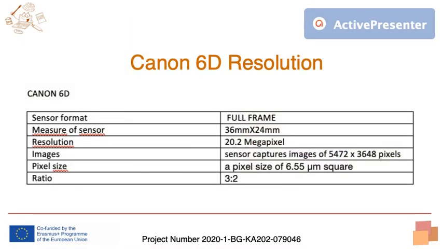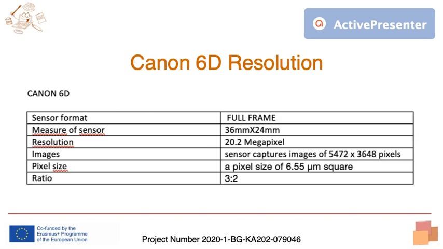In the image we can see the summary sheet of the Canon 6D camera. This camera is a semi-professional reflex camera whose sensor belongs to the full-frame class, therefore the largest sensor available for reflex cameras. In fact, we can see that the sensor measurements are those corresponding to photographic film, 36 mm by 24 mm. The resolution of the images produced by this camera is 20.1 megapixels. In fact, the sensor captures images of 5472 pixels by 3648 pixels.